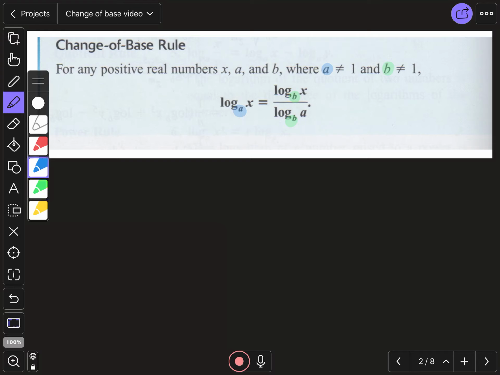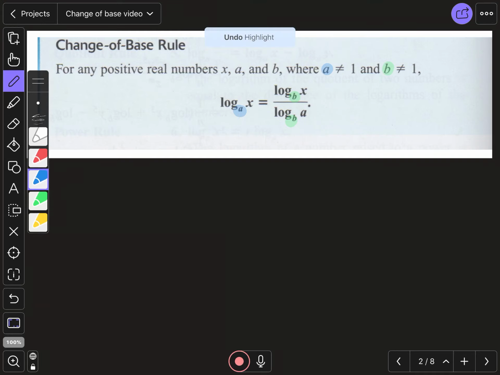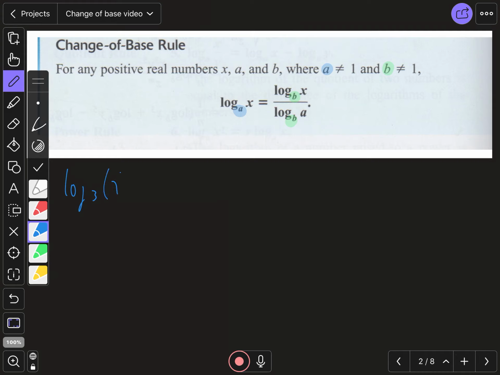So what's interesting about this is that I showed you log base 3 of 7, so there's our a value of 7, and the 3 does not equal 1. It's equal to log base, so I showed you log base 10 of 7 divided by log base 10 of 3.